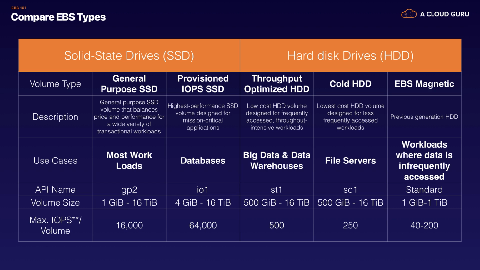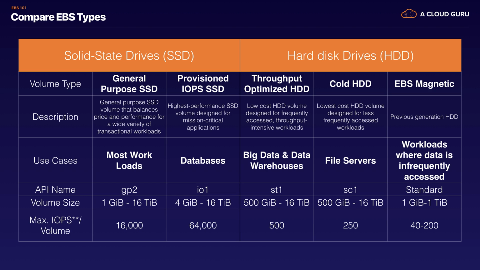We then have over here all our different hard disk drive options. So we've got our throughput optimized hard disk drive, our cold hard disk drive, and then our EBS magnetic. So throughput optimized is obviously for optimized throughput. So where you would use this would be things like big data and data warehousing. It's known as ST1. And its maximum IOPS per volume is going to be 500 IOPS per volume.